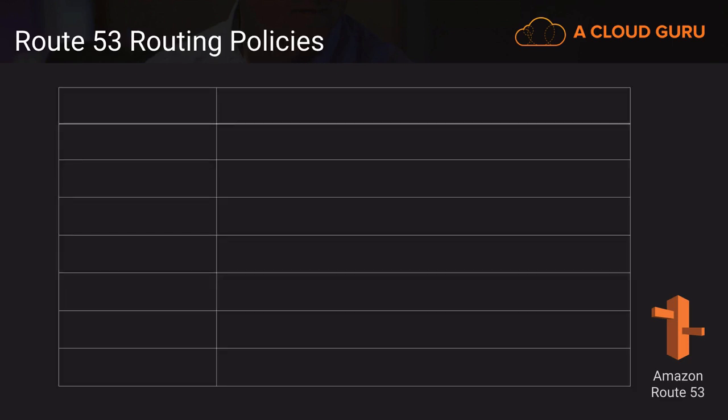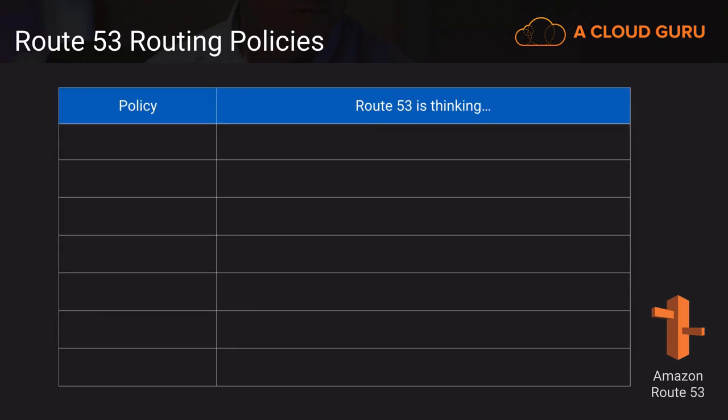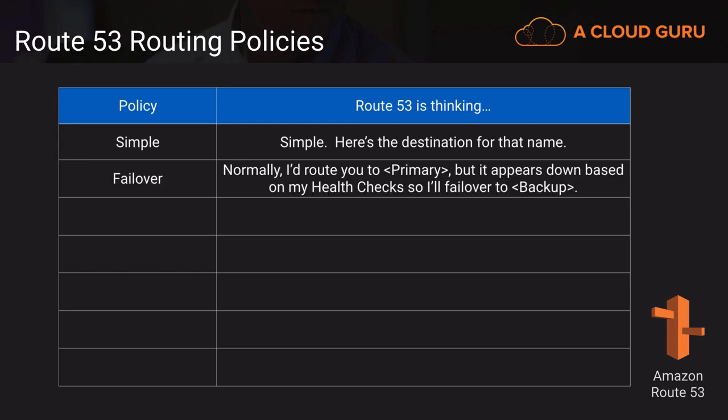So Route 53 has multiple policies that we can use. And again, similarly how I've done in the past, I'm going to lay out the policy and then try to translate that into what Route 53 is thinking when it's trying to execute that policy. The first policy we have is just the simple policy, and it's simple. It's just we're creating a DNS entry, and Route 53 is saying, okay, here's the destination for that name. Then we have failover. And so Route 53 would be thinking, normally I'd route you to this primary place, but it appears that it's down based on my health checks. So I'm going to fail over to this other backup system and send you there instead.